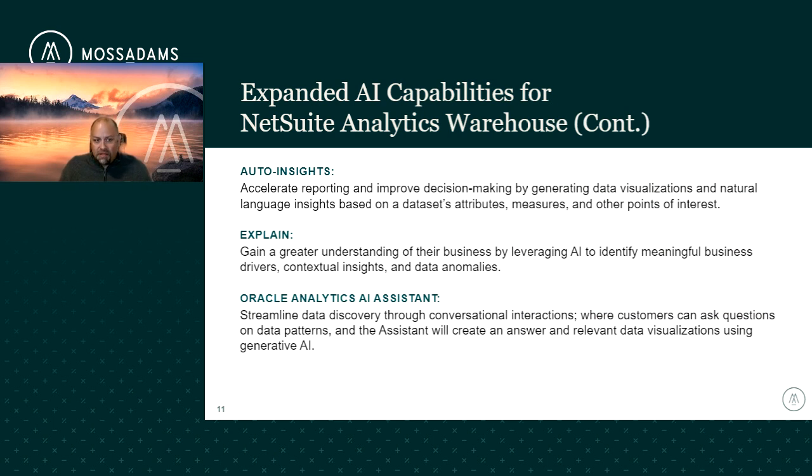Things like auto insights. So what the AI engine will start to do is start to look and analyze your data and really give you suggestions. So it's going to essentially accelerate your reporting. It can help improve your decision making by generating data visualizations and natural language insights based on the data set's attributes and other points of interest. And what this may be good for is things that you may not have thought of. Hey, the AI is noticing there's this outlier in your data that you may not even know about or pay attention to.